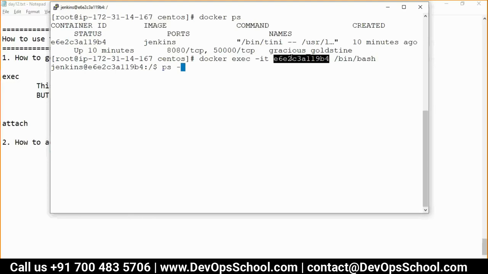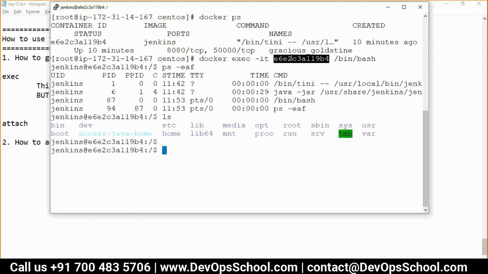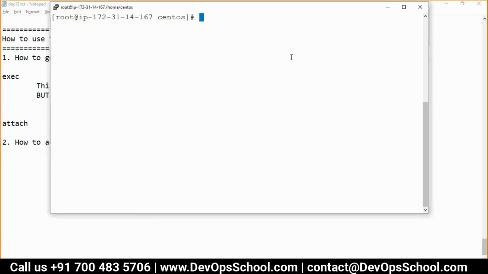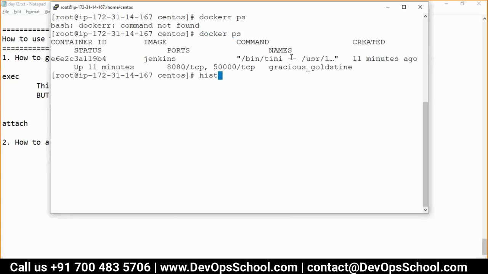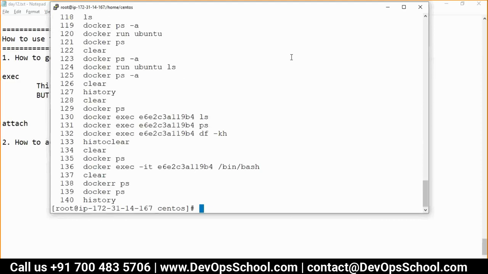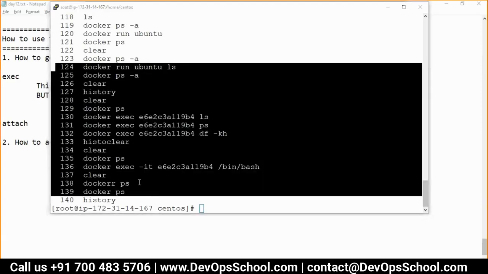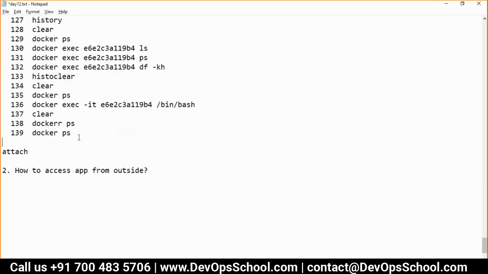Yes, we are inside a container. Now you can run all these commands and you are inside. Okay. Come out of this container. Done. So guys, exec will help you to do all this. Did you understand exec behavior?